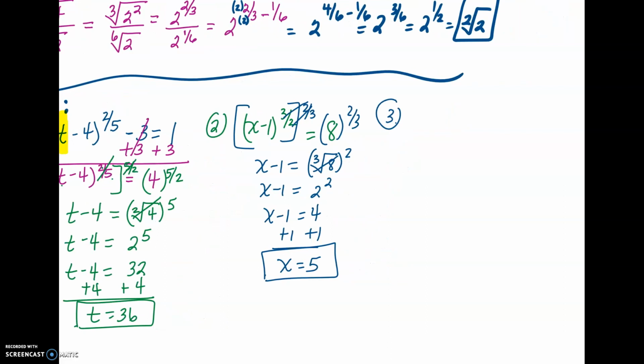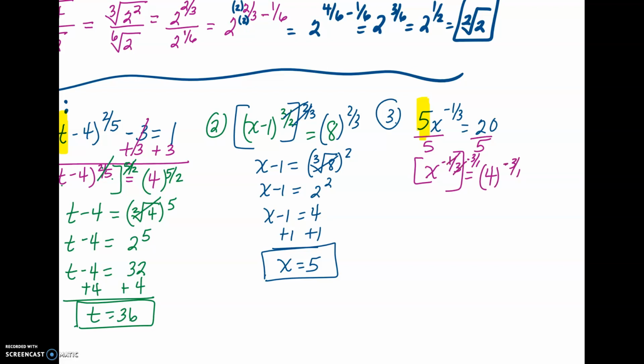Number 3, and do one more. 5x^(-1/3) = 20. Before I start multiplying by the reciprocal, I want to get rid of what's in front of x first. How do I do that? By dividing by 5. So now I have x to the negative 1/3 power. I'm getting closer. I don't have just x by itself, I have it to the negative 1/3 power. But now I can get rid of that exponent by multiplying it by negative 3 over 1.